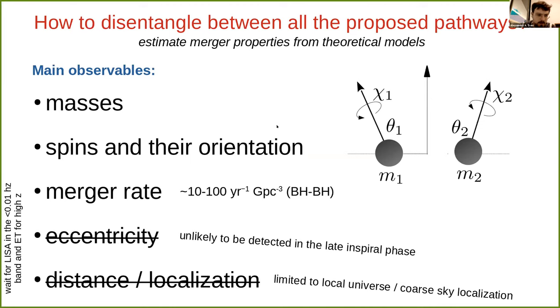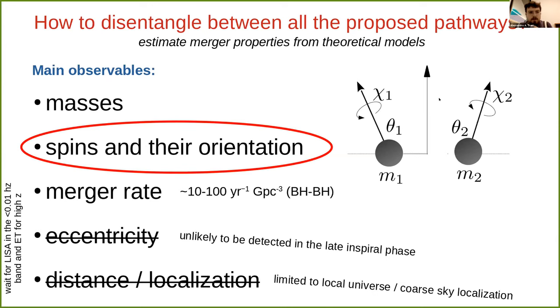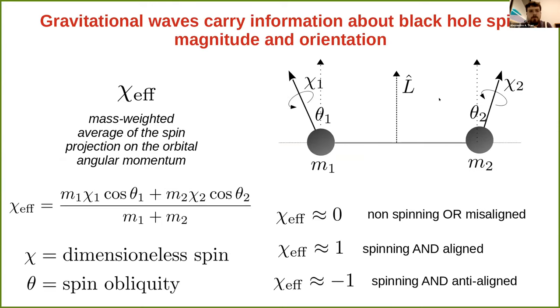So far, we in principle would also have eccentricity, the distance, and the localization, but so far the constraints on these are quite limited. So in this talk, I will focus on spin information, which comes through some degenerate parameters that can be extracted from the waveforms.